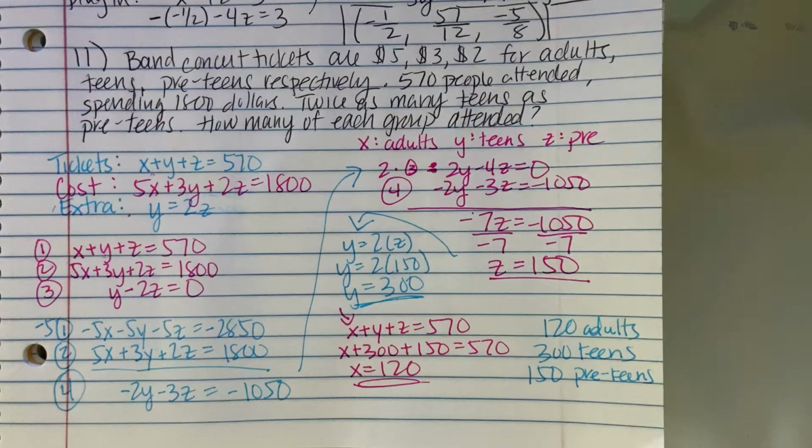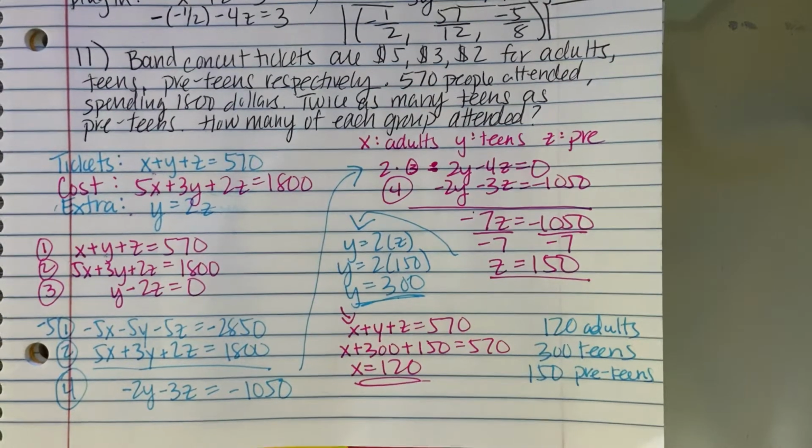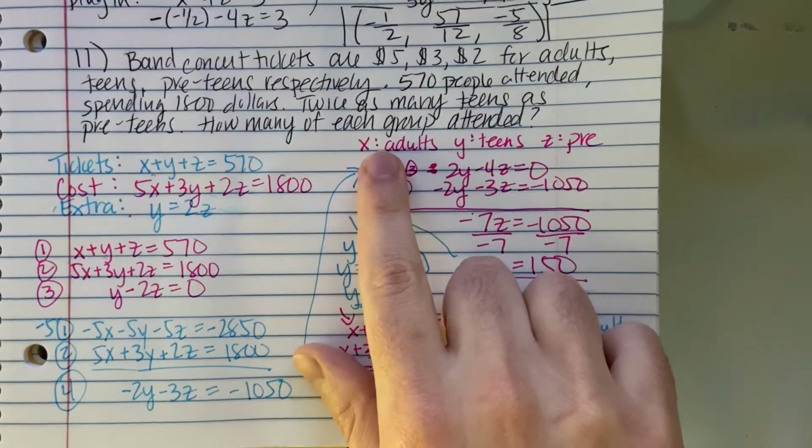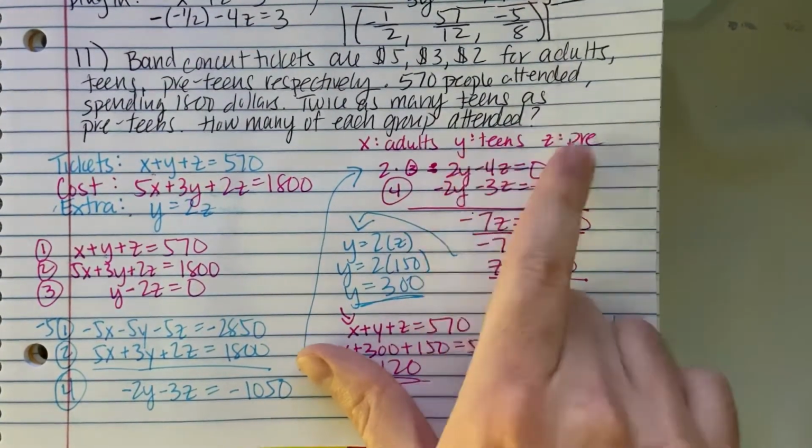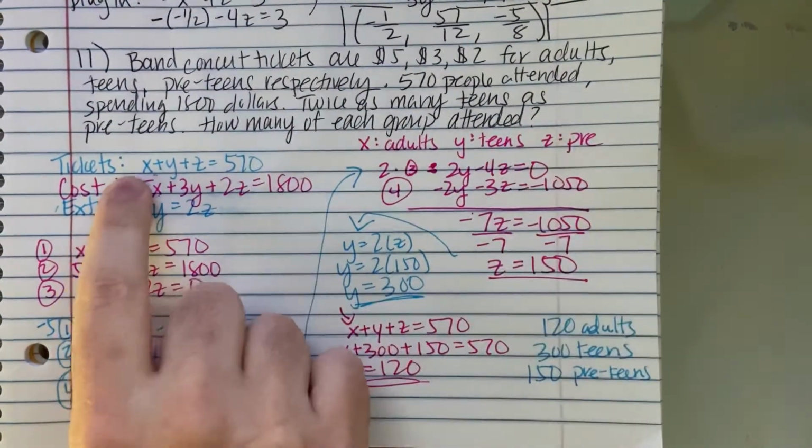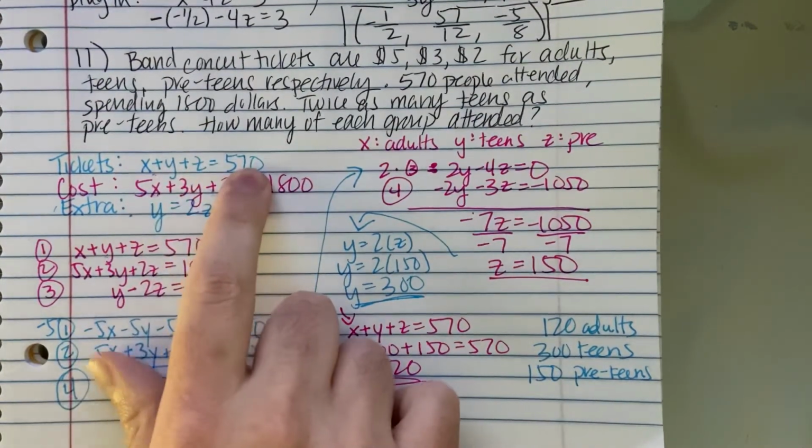So the number of tickets sold, 570, is just going to add the number of adults, the number of teens, and the number of preteens together because they should all be buying one ticket. So I let adults be x, teens be y, and preteens be z. So x plus y plus z was 570.